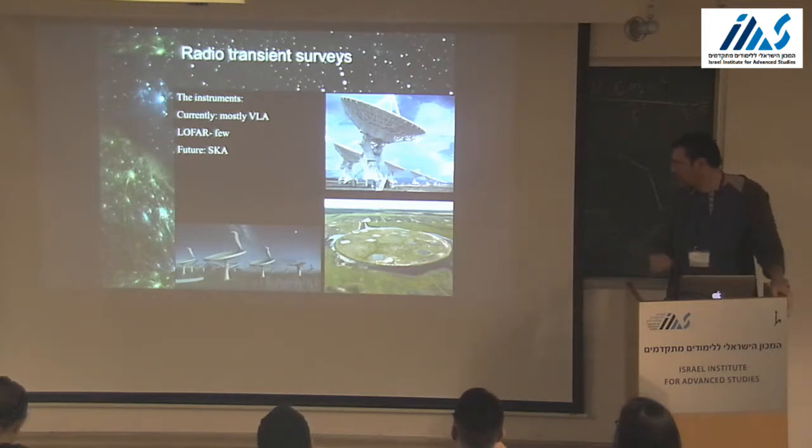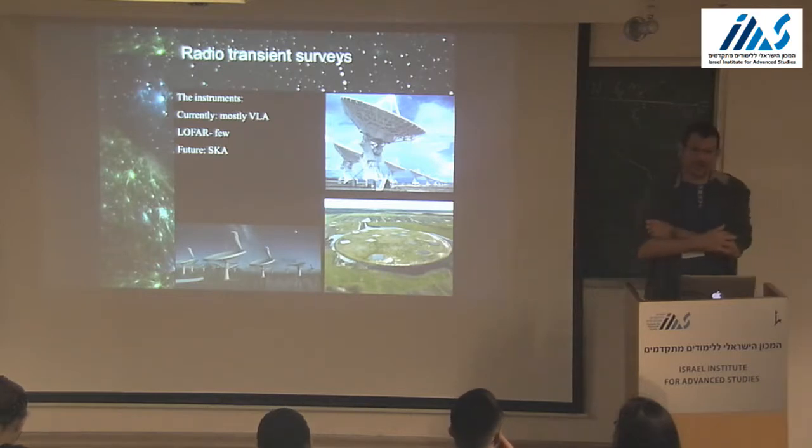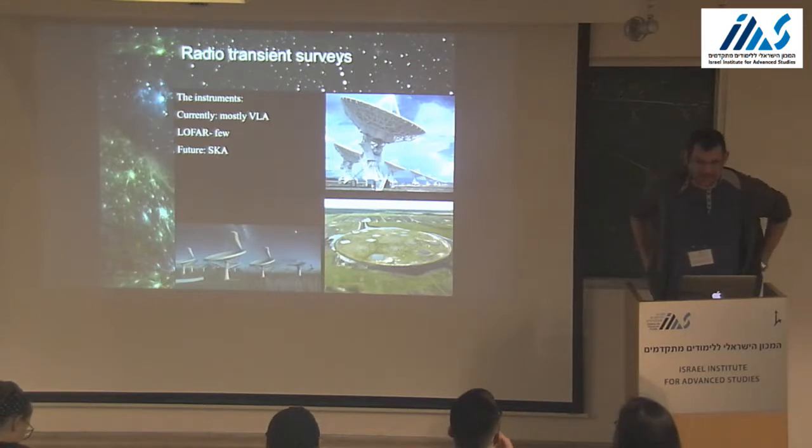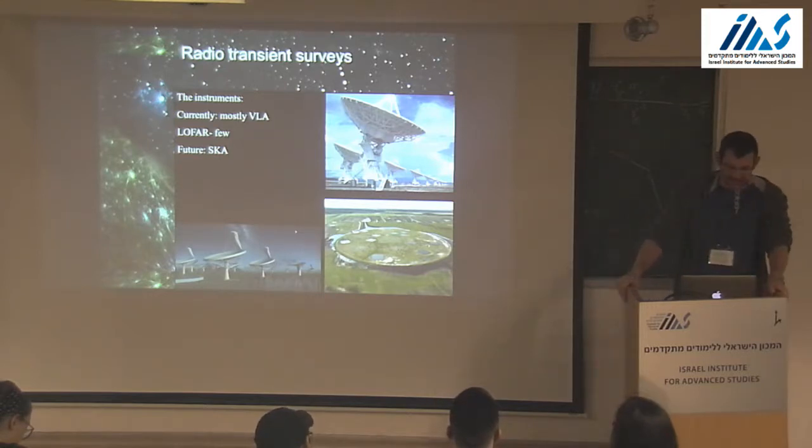LOFAR searched very hard for transients, and so far, to the best of my knowledge, the published record is that they have one transient, which we don't know what it is. Maybe somebody will correct me if you know better. So there's not much to discuss, but certainly these low-frequency radio arrays are being developed in many places across the globe, and eventually I think they will find transients if they exist.